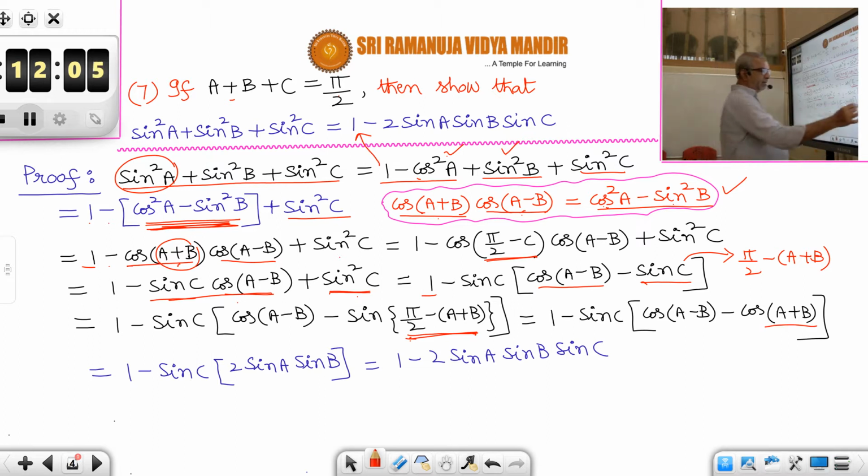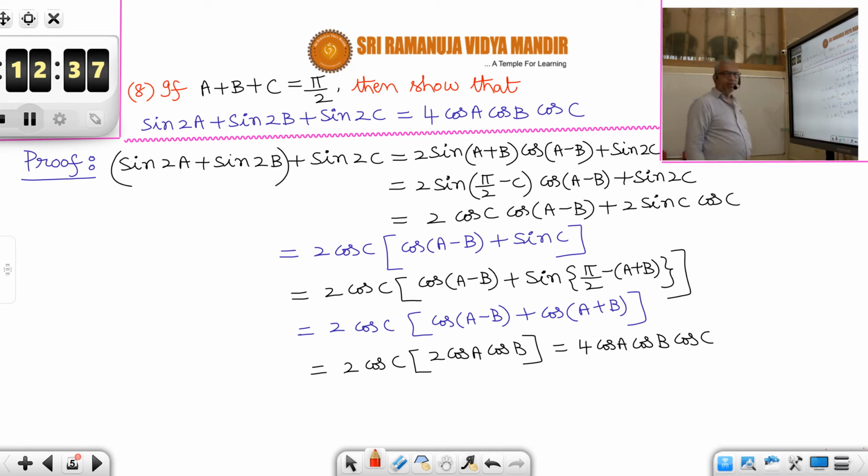So what is in the bracket now? Tell me. Cos a minus b minus cos a plus b. Cos plus sin minus, in the bracket you get cos minus sin. Cos gets cancelled, sin will add up. So 2 sin a sin b in the bracket. Outside sin c is waiting. So 1 minus 2 sin a sin b sin c. So that is the right hand side. We have proved it. Let us see the 8th one.